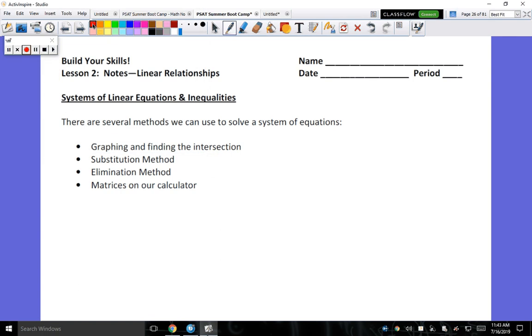All right, lesson 2. What we're going to look at in lesson 2 are the following concepts. Graphing and finding intersections. We're going to do substitution method by hand. We're going to do elimination by hand. We're going to do matrices on the calculator, not by hand. You will not be tested on matrices by hand.